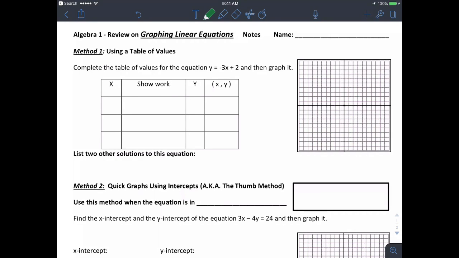Now, first of all, we're going to look at method 1, and method 1 is using a table of values. Now, the old-fashioned way of doing that is having the XY chart, and then you put in some values in, 1, 2, 3, stuff like that. Now, we're going to be doing the same thing, but this is a pretty big fancy table, and we're going to be using this equation, okay? Let me zoom in for you.